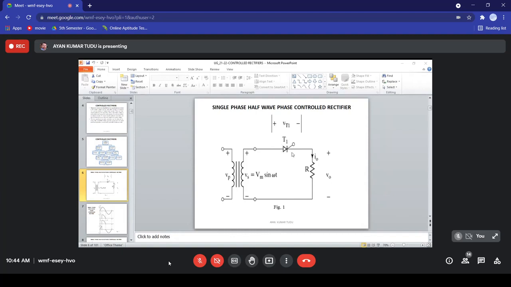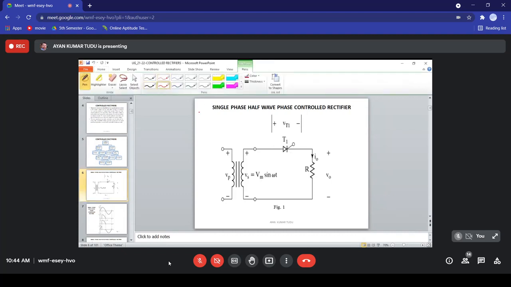Now this thyristor T1 is triggered at a delay angle of omega t equal to alpha, obviously by a suitable gate trigger pulse applied to the gate lead of the thyristor. This is the gating lead of the thyristor. So this thyristor will be triggered at omega t equal to alpha by applying a suitable gate trigger pulse to the gate lead.